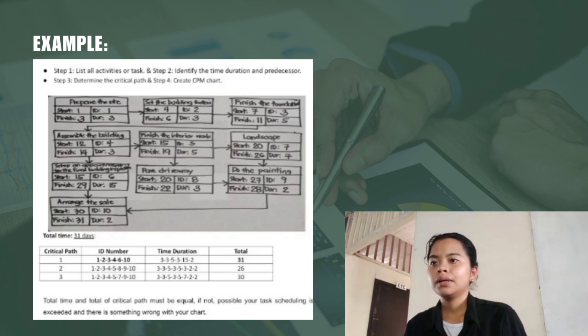Next is the paved driveway. Nag-start ta 20 days. And then, ika-8 ni siya nga task, 3 days duration. So, 20 plus 3 equals 23. Then, after then siyang minus 1 equals 22.